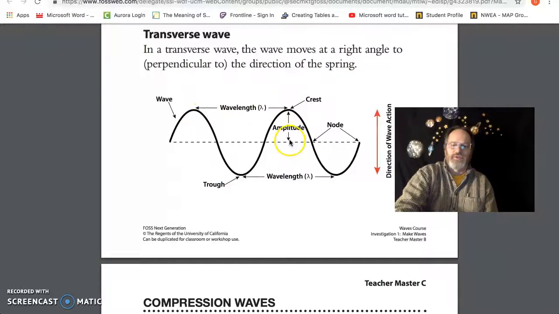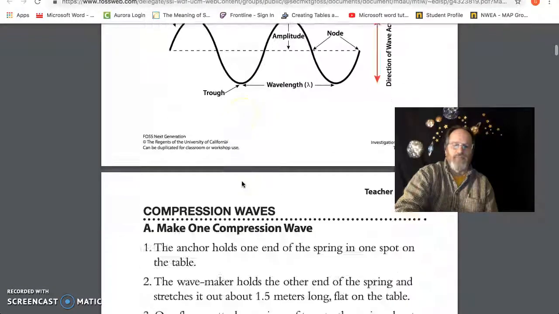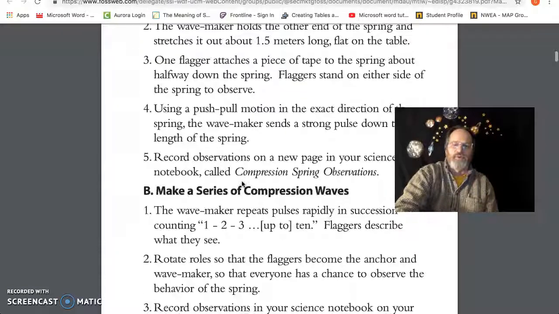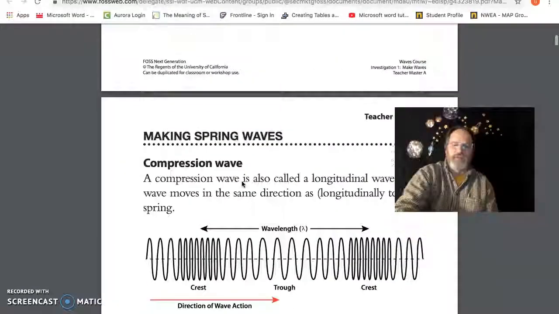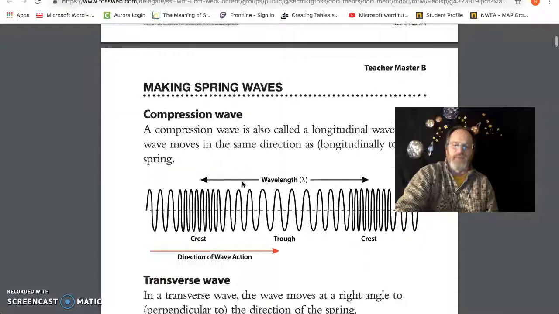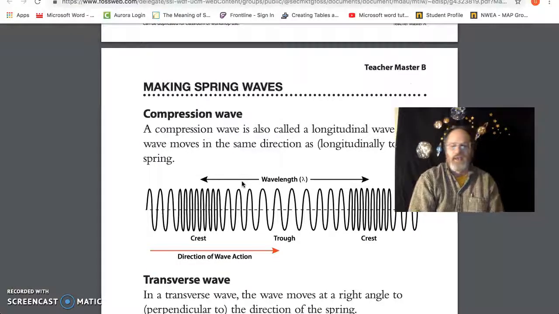The amplitude is from the resting point to the top of the wave. That measures the power and velocity of a wave. The node, or nodal point, you'll hear that in the video, is a resting point, kind of a midpoint in a wave. And the trough is the bottom part of a wave, okay? We'll be referring to these pages quite a bit, but for now, just wanted to give you an idea of what they look like.